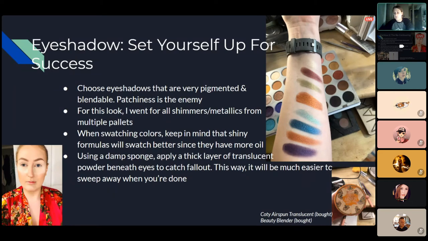For this look, you want shades that are similar to the ones that are swatched on my arm. Additionally, since we're doing a darker eye look today, I recommend putting a layer of translucent powder using a damp sponge under your eye to catch fallout. This will make it a lot easier to sweep away when the eye look is done.